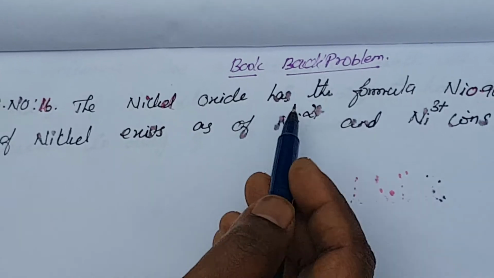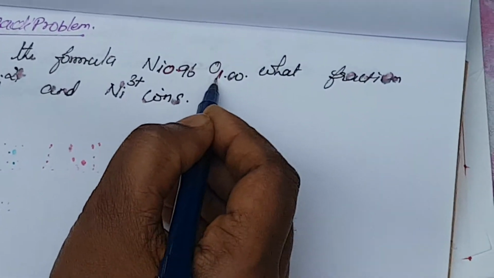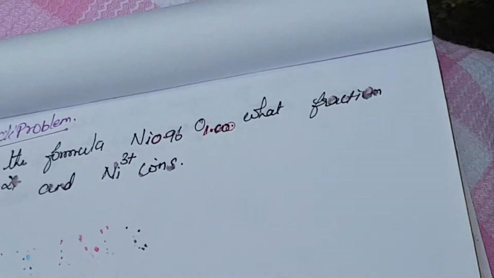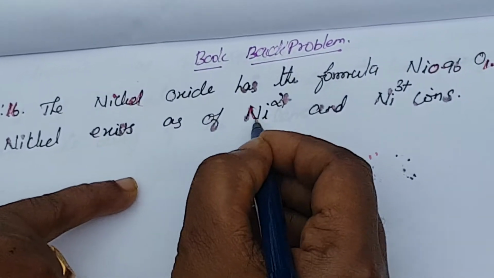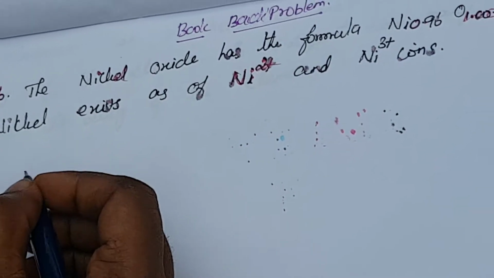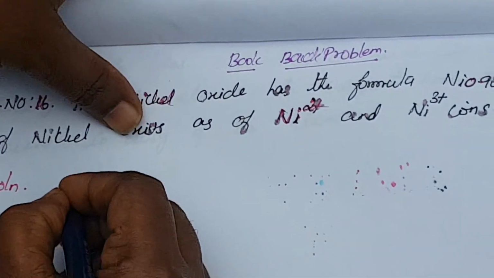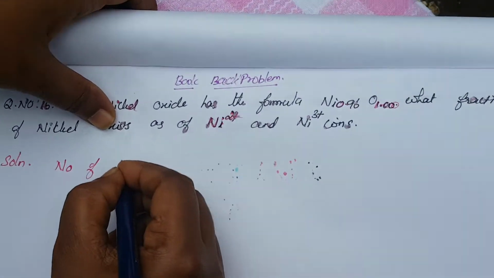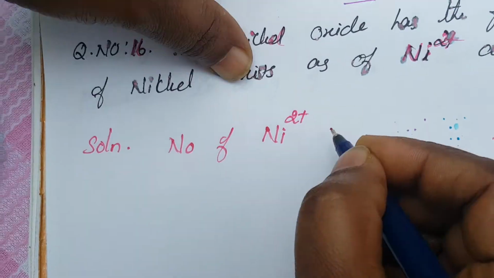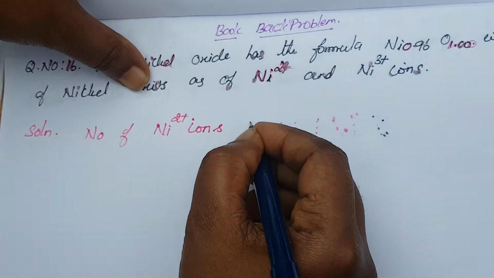Question number 16. The nickel oxide has the formula Ni 0.96 O 1.00. What fraction of nickel exists as Ni 2+ ion and Ni 3+ ion? So what is the given? The solution: number of Ni 2+ ions equal to x.